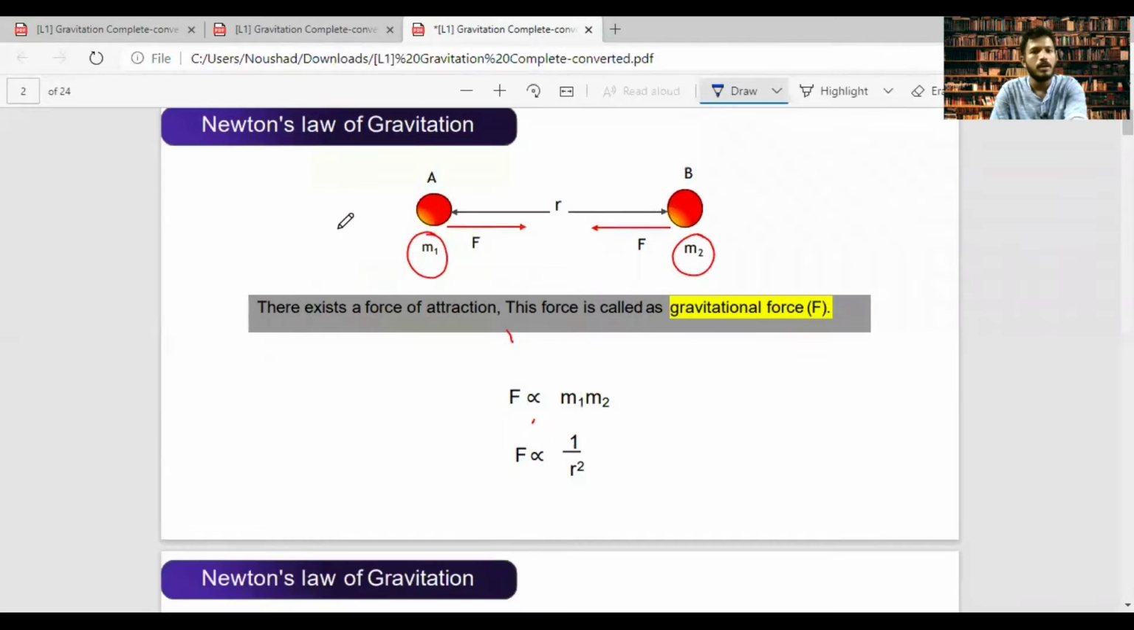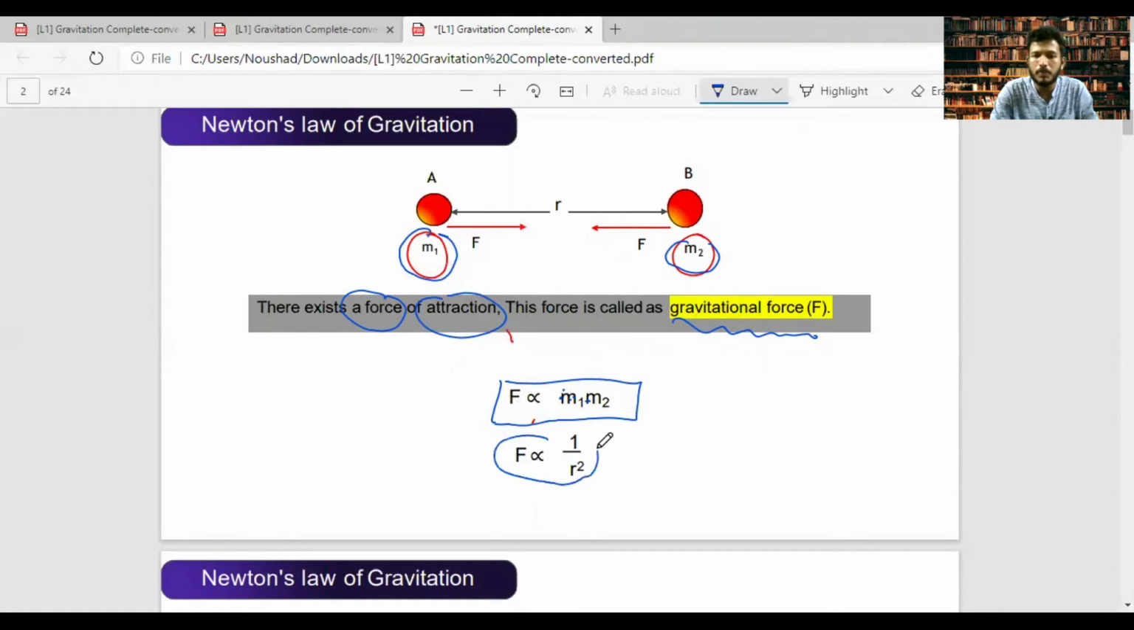You can see Newton's law of gravitation. This is the first body M1, this is the second body M2. The existing force is an attractive force. Gravitational force is always attractive. So F is proportional to M1 M2. That force between two bodies is directly proportional to the product of their masses, M1 and M2, and inversely proportional to 1 by r square. This is called the inverse square law.